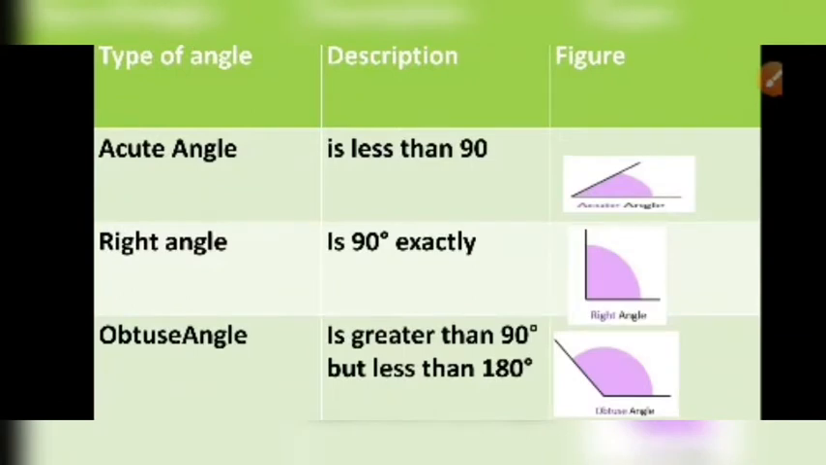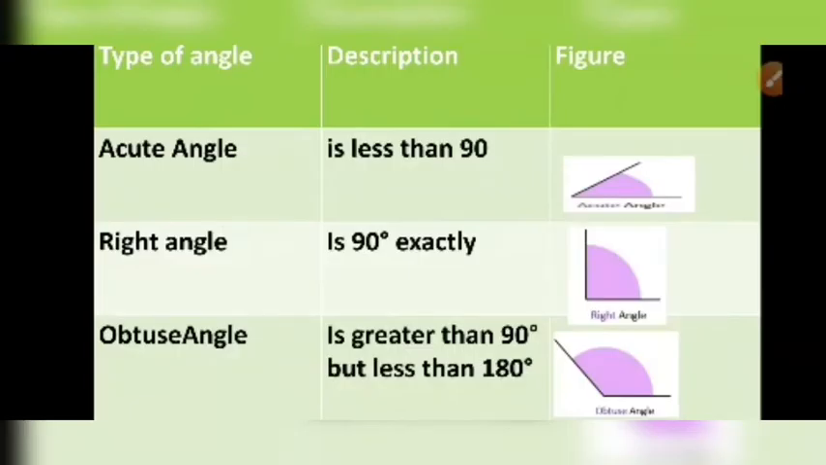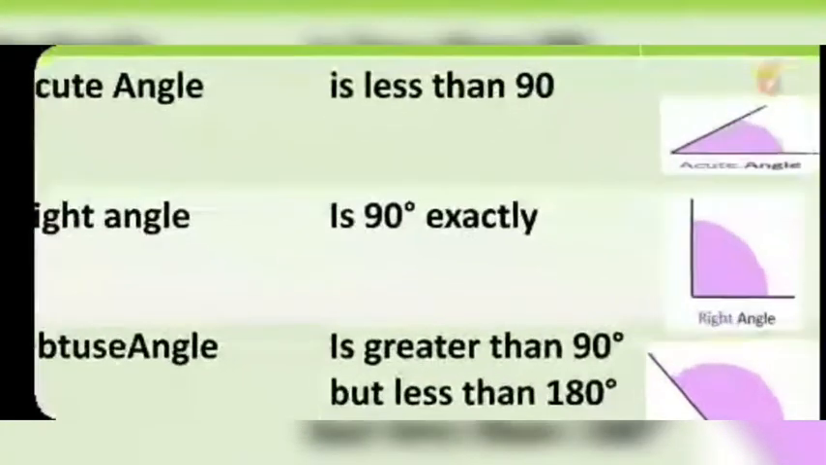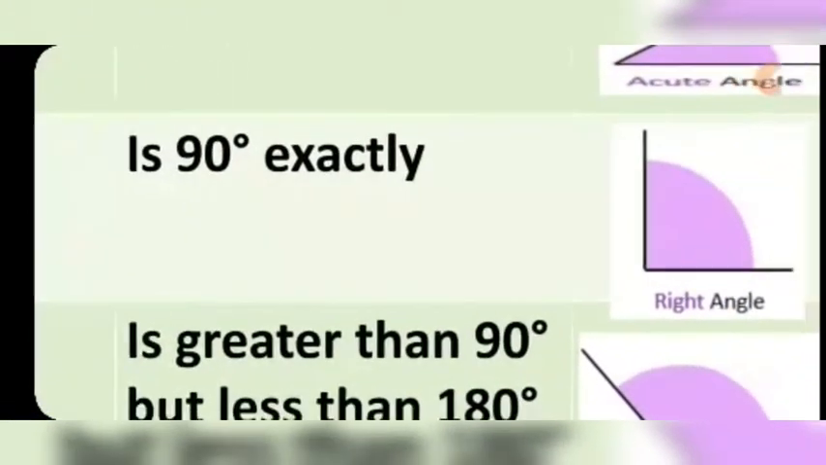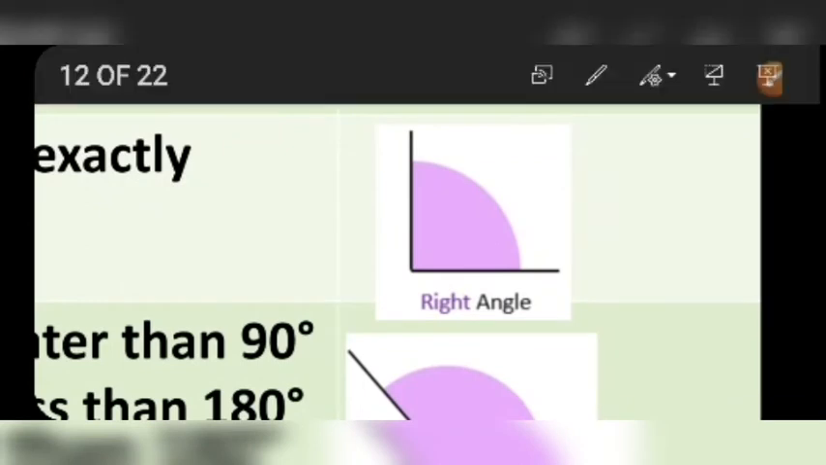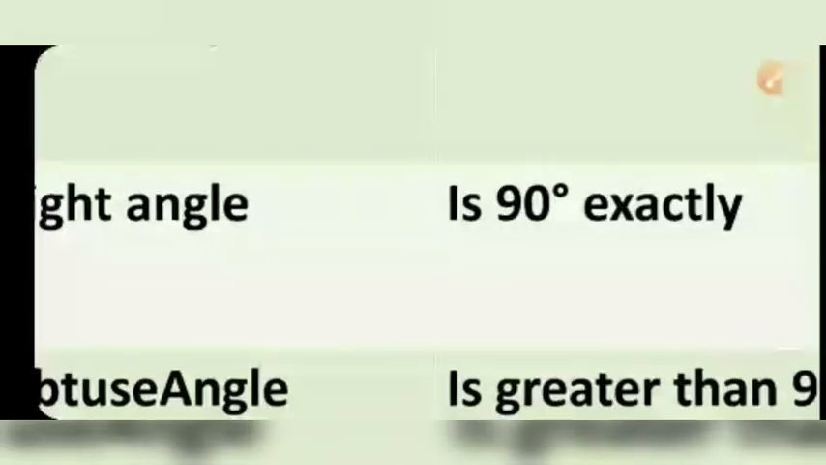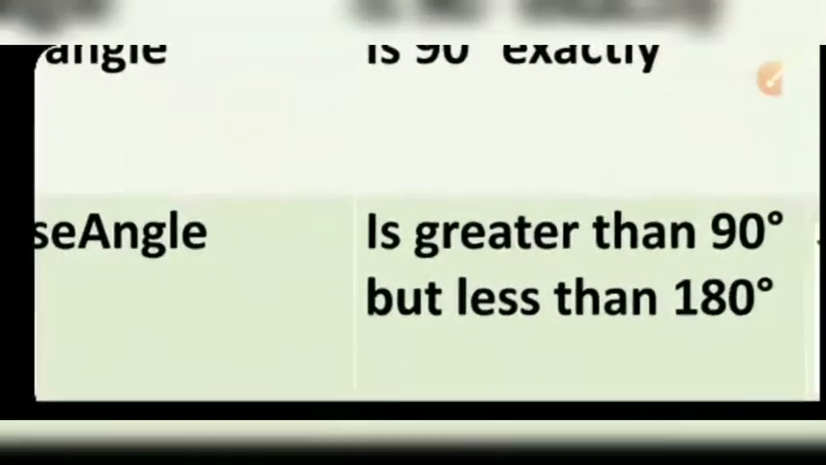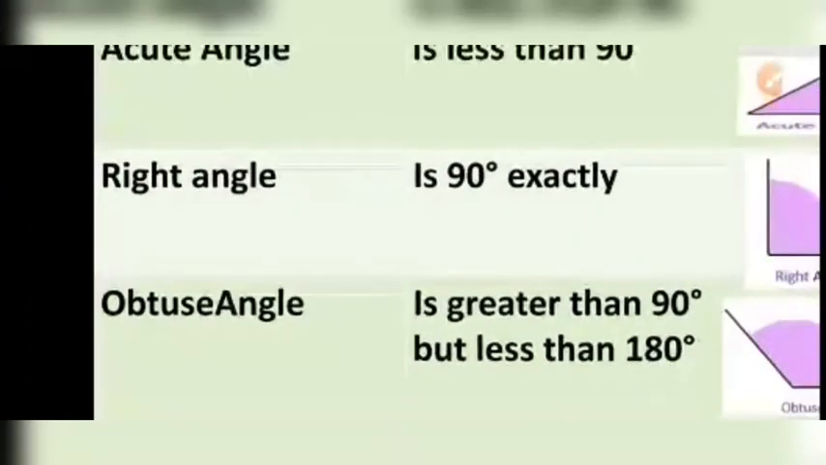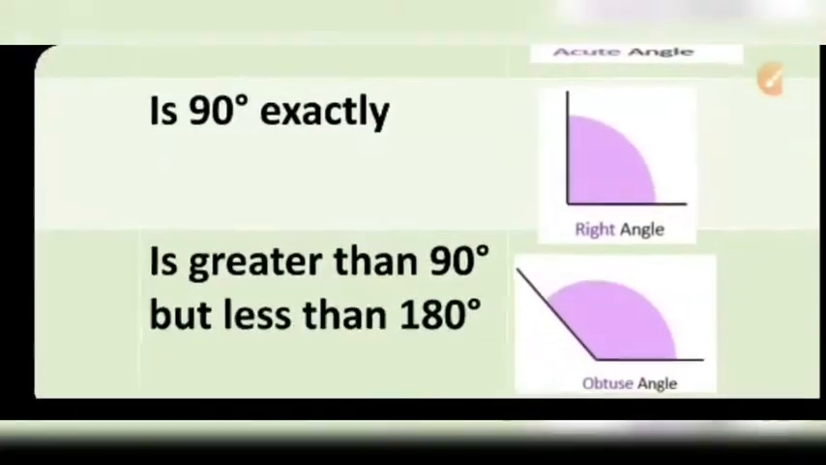What is an acute angle? Acute angle is an angle which is less than 90 degrees. The angle is like this. Acute angle. What is right angle? Right angle is 90 degrees exactly. Right angle looks like this. This is right angle. And obtuse angle. What is obtuse angle? An angle greater than 90 degrees but less than 180 degrees is called obtuse angle. So this is obtuse angle.